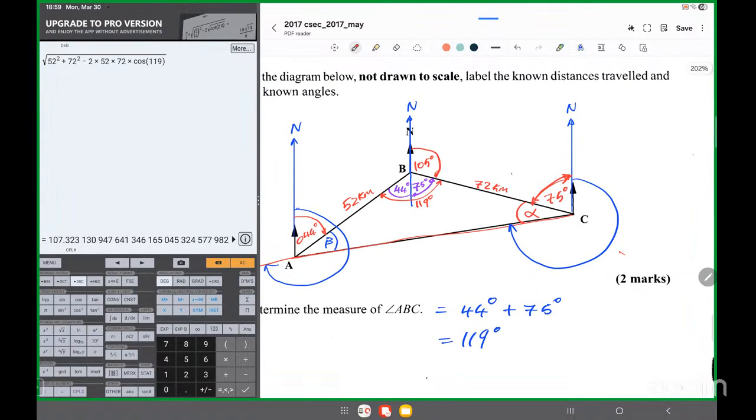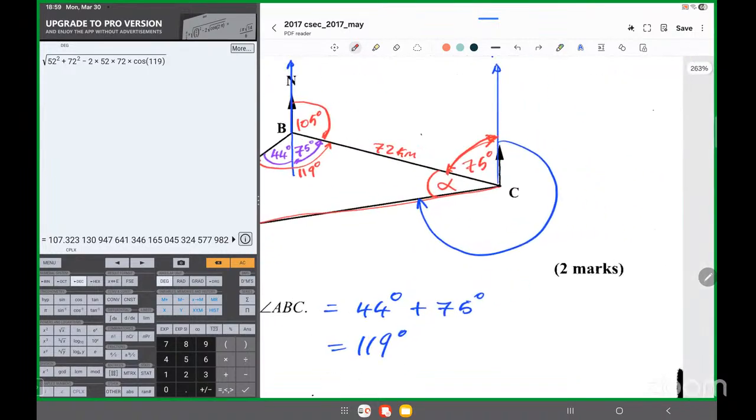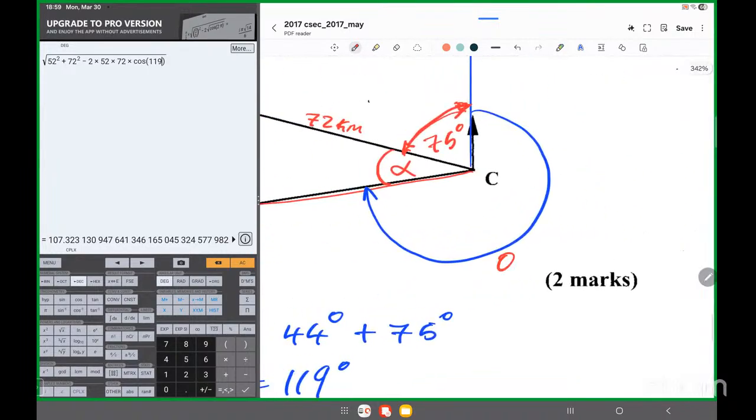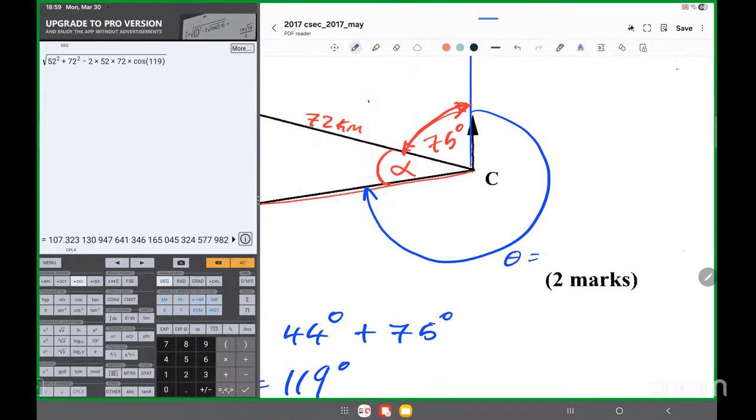And then now, that blue angle that we want, which is the bearing angle, will be 360 minus the 75 and minus the alpha. So you're going to have to find the alpha. So we have to find the alpha, right? Make a note of it. This bearing angle that we want, theta, will be 360 degrees minus 75 degrees minus alpha.